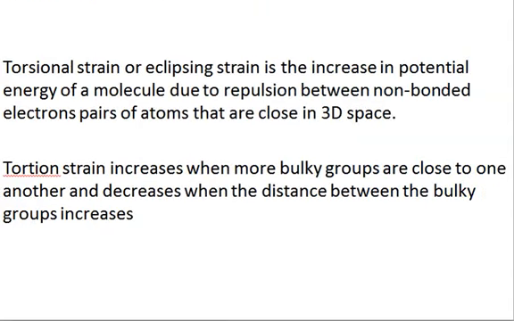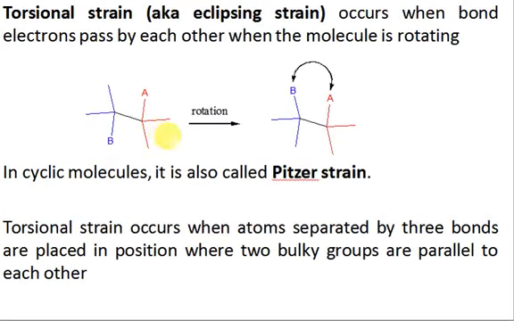So torsion strain, or the eclipsing strain, is the increase in potential energy due to repulsion between non-bonded electron pairs of atoms that are close together in space. Why are we saying non-bonded? Because the electrons of carbon B and the carbon of A are not bonded to each other, but when these two bonds become parallel to each other, the electrons in here and the electrons in here are repelling each other, right?